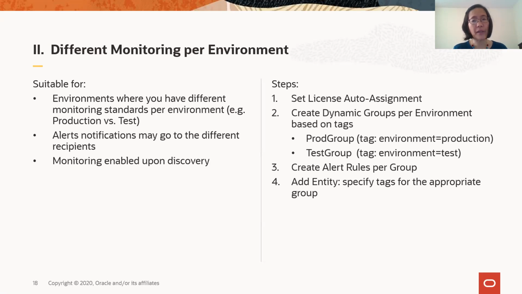It's very similar, except we're going to use groups, right? So the first step is set the license auto assignment, as I described earlier. Then you'll use dynamic groups to represent each environment. So a group is basically a group of entities. And I use the word dynamic because the way that you want the group to be populated is based on membership criteria. You have two types of groups: static groups, where you manually add the members to the group, and dynamic groups, where you define the membership criteria for your group.